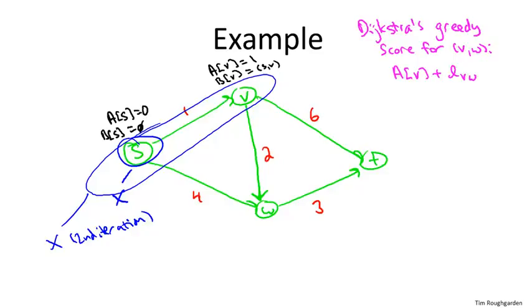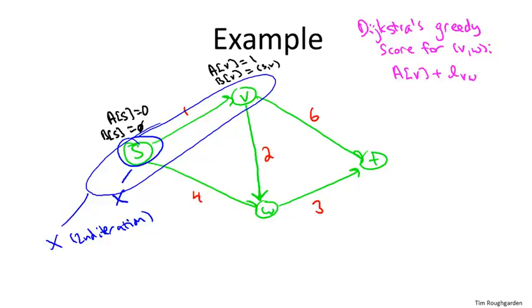So with our new set capital X consisting of S and V, again we want to look at all edges which are crossing the frontier, edges that have tail in X and head outside X. And now we see there are three such crossing edges: S comma W, V comma W, and V comma T. All of those have the tail in X and the head outside of X. So we need to compute Dijkstra's greedy score for each of those three and then pick the minimum. So let's go from bottom to top.